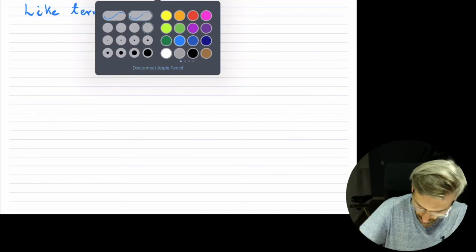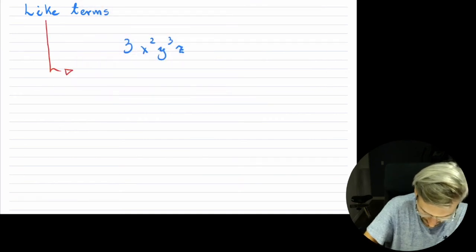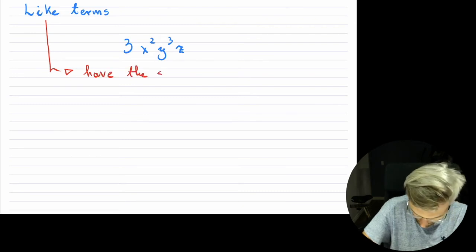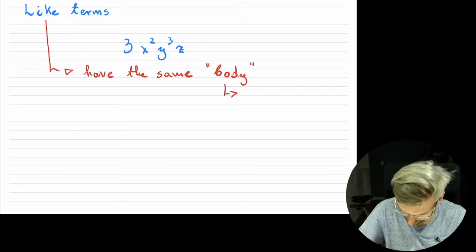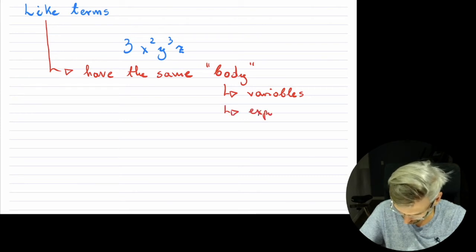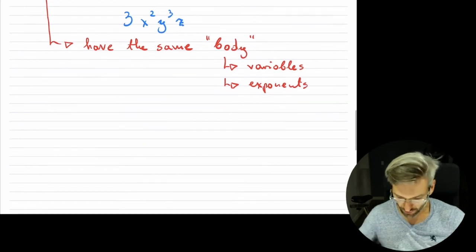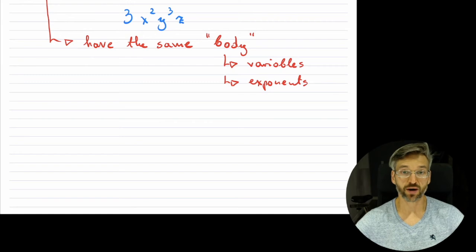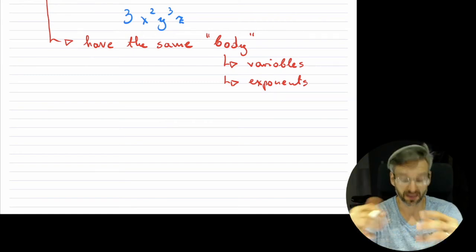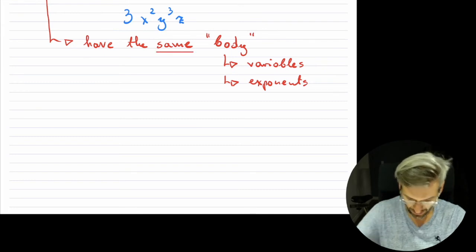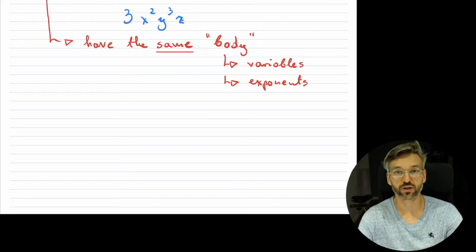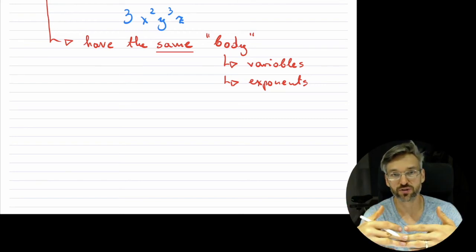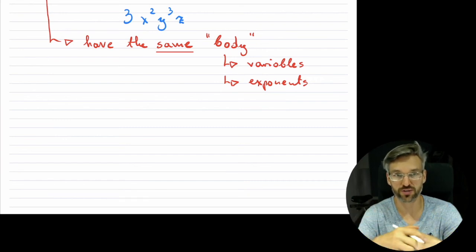So that's what I like to call like terms. These like terms must have the same body, and that is made up of variables and their corresponding exponents. Let's walk through a few examples so that you can see, because bodies may look similar but may not be the same. The key word here is the same, so they have to be alike. Once we have them alike, and we have multiple terms, we can collect like terms. We can add or subtract the coefficients together if their bodies are the same.